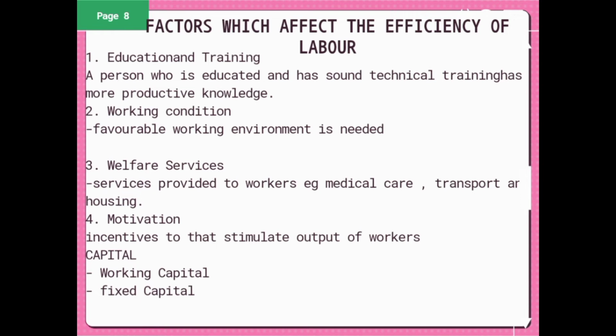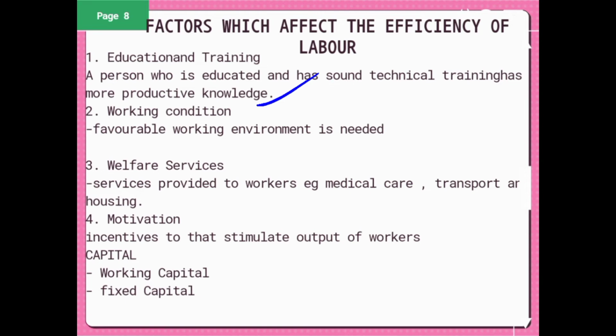The first one is education and training. A person who is educated and has sound technical training has more productive knowledge. This is straightforward, true. A person who is educated has the capacity of producing more goods because of the knowledge obtained from the institutions, the universities and everything.